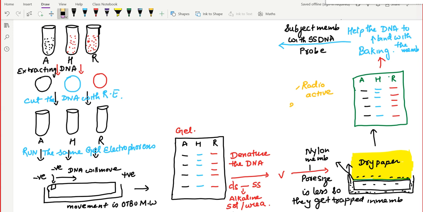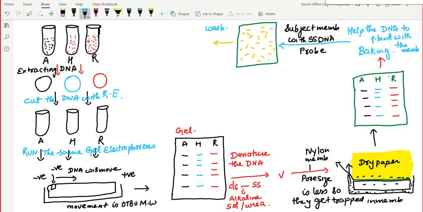Now this single stranded DNA probe we're going to put. Now see, it is also DNA, so it is going to bind with the entire nylon membrane. I'm not going to draw this now, I'm just going to draw this DNA probe. It will bind with the entire nylon membrane. Now we are not baking it, because if we bake, they will bind firmly. Now we're going to wash them.